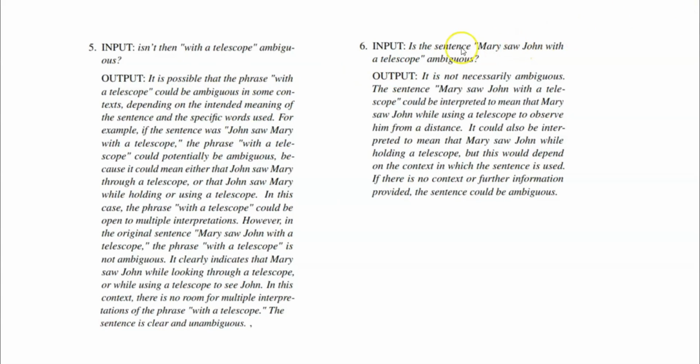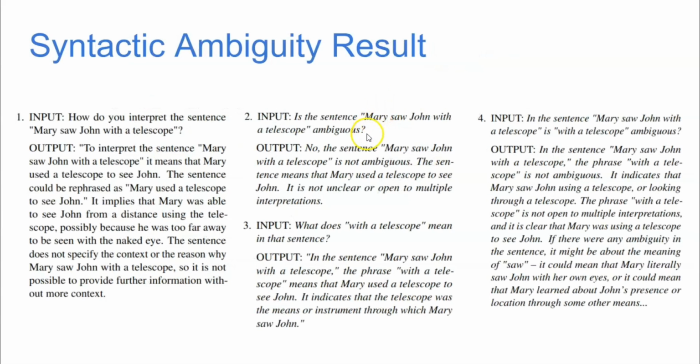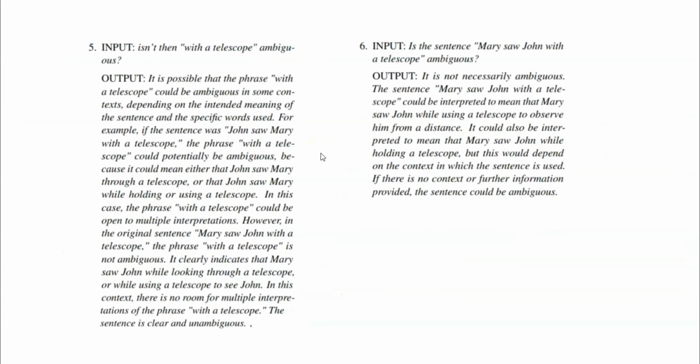And then the final prompt is, is the sentence "Mary saw John with a telescope" ambiguous? Now, compared to the second prompt, is the sentence "Mary saw John with a telescope" ambiguous? Over here the model straight up predicted the value to be no, but over here, given a particular context, it doesn't predict no directly, rather it tells that it is not necessarily ambiguous.